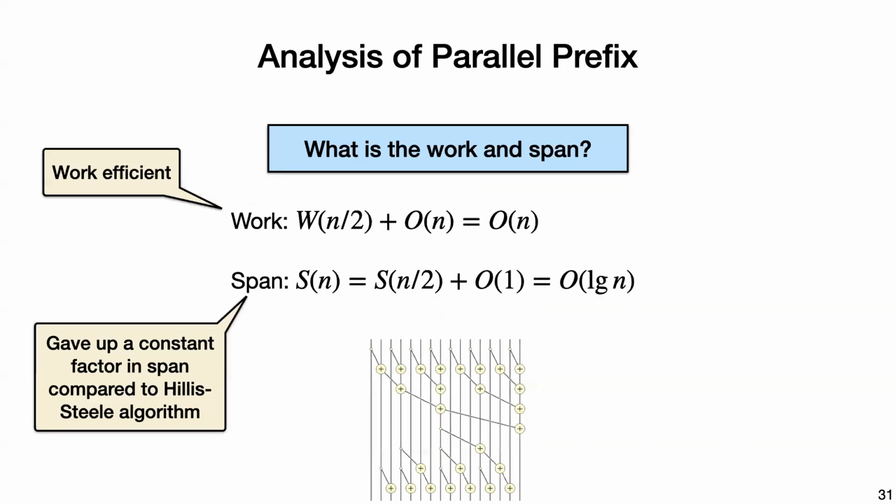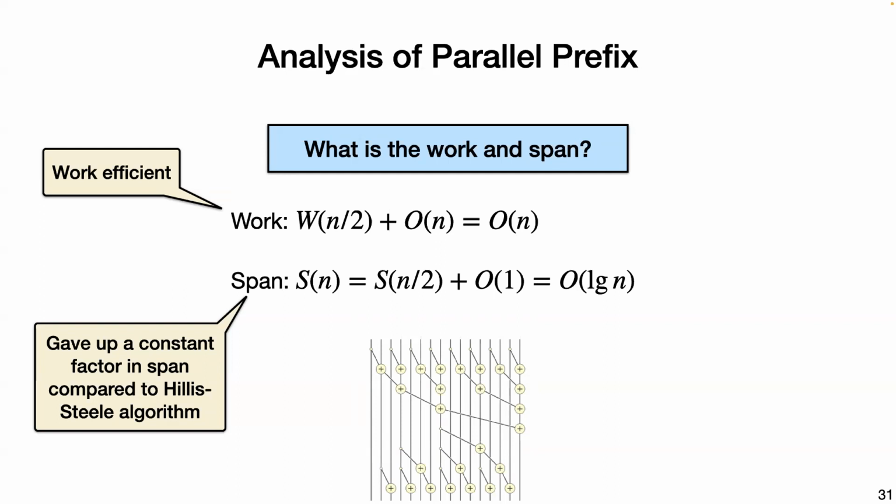Yes, good. The work is n, and the span is log n. And the analysis is just from these recurrences. I guess these are for both the upsweep or the downsweep, and then you would just multiply them by 2 to get the other one. So we gave up, the span is exactly 2 log n. So we gave up a constant factor in the span compared to Hillis-Steele, because that was exactly log n. But then we reduced the work by a factor of log n.